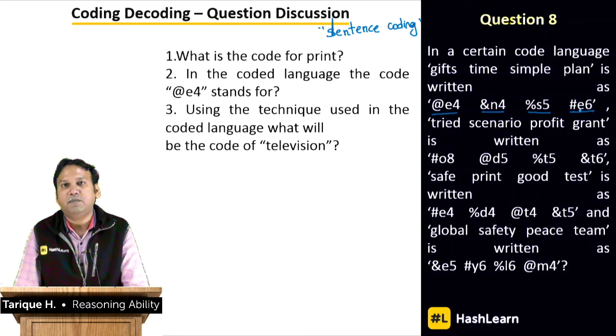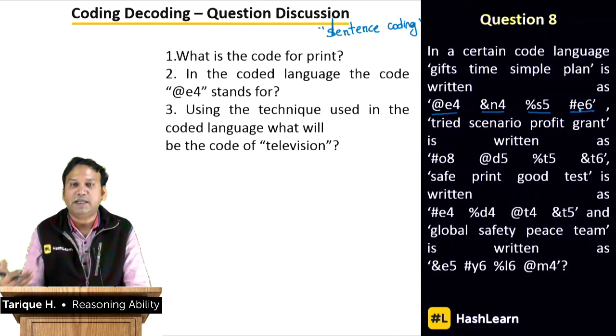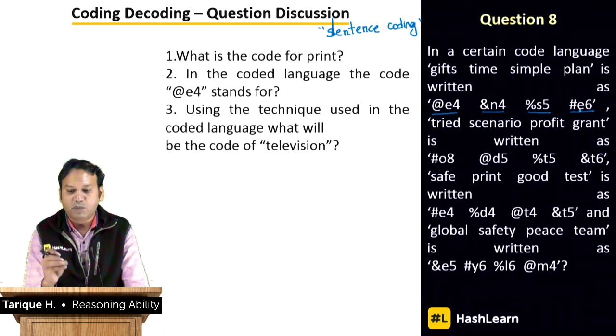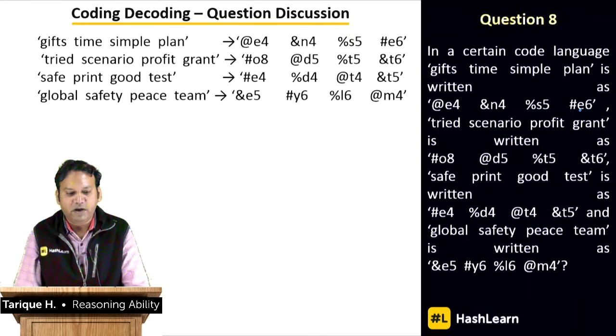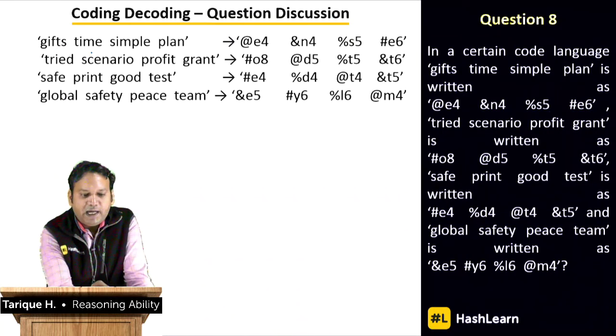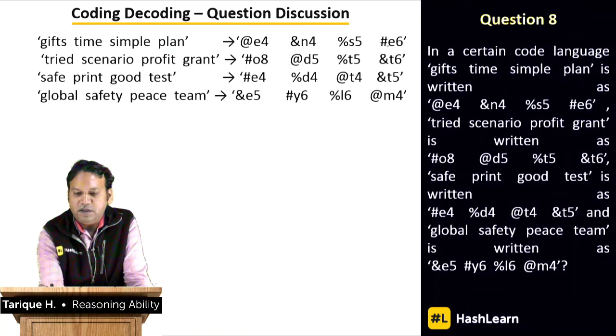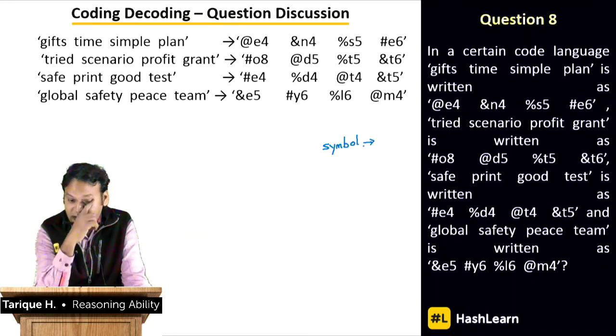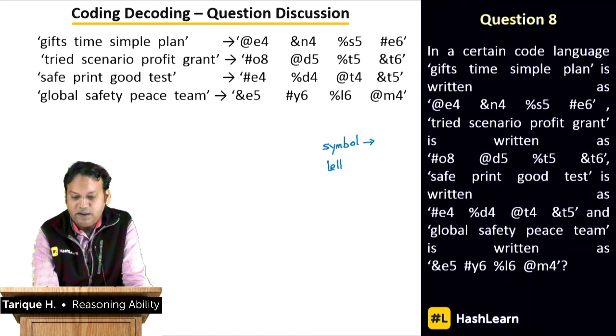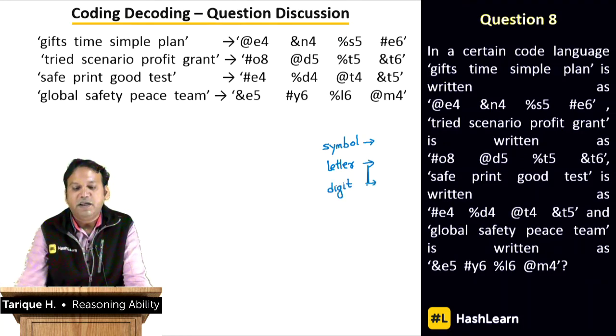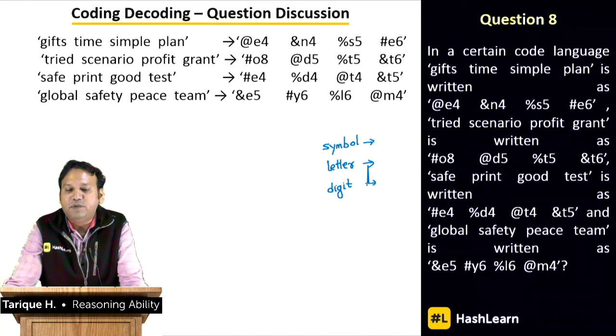So we have here 4 sentences just like the previous question and 4 coded sentences. But we have symbols, letters, everything used here. So our job is to find out how the letters, symbols and digits have been used in coding the words. So let's first of all look at the question here. We have gifts, time, simple, plan, and we have these different letters, digits, and 3 things are there. One is a symbol. So our job is to understand what this symbol represents. Anytime you get a question like this, it will be almost the same pattern. So just understand what does the symbol represent, what does the letter represent, and what does a digit represent. So try to answer these 3 questions. See, gifts, time, simple, plan, and we have @E4 and &N4, %S5 and #E6.